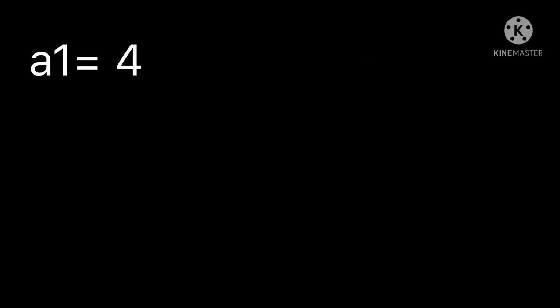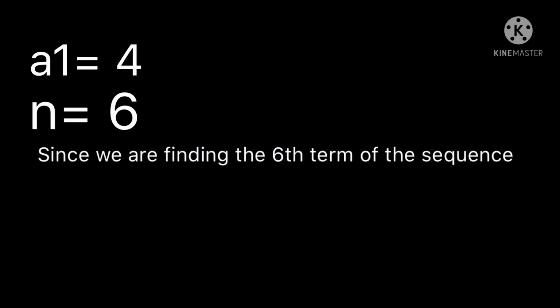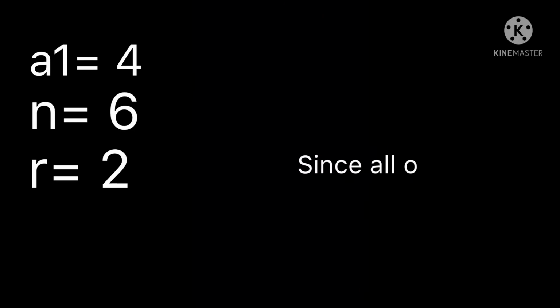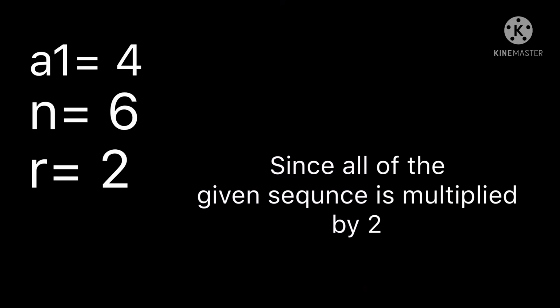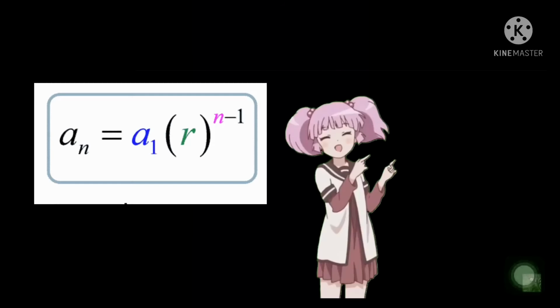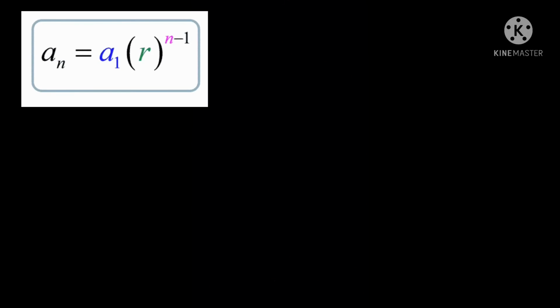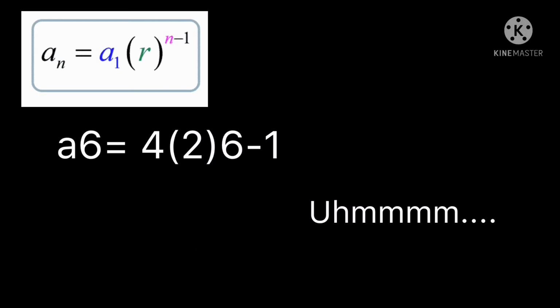Of course, our a1 is 4, our n is 6 because we are finding the 6th term of the given sequence, and our ratio is 2 because all of the terms are multiplied by 2. Everyone knows before we answer it all, we must copy the formula first. After we wrote down the formula, we will now write a6 equals 4 times 2 raised to the power of 6 minus 1.